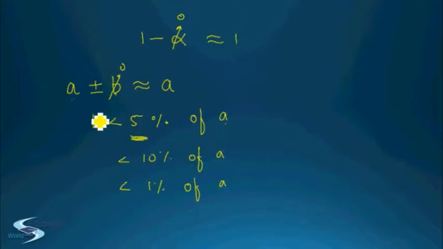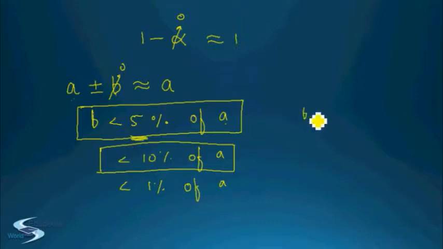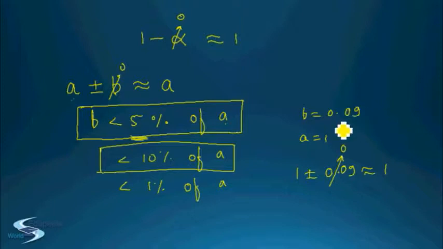So usually in our analysis, we'll take it as B less than 5% of A. But in your exams, to make your calculations easier, you can always neglect B even if it is less than 10% of A. So even if your B is like 0.09, and A is 1, then you can neglect that. Instead of writing 1 plus minus 0.09, you can simply neglect 0.09 and assume it to be 1. Why? Because 0.09 is less than 10% of A. Alright, so this is what we will do here.